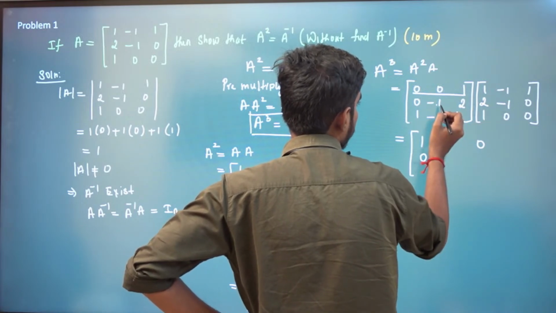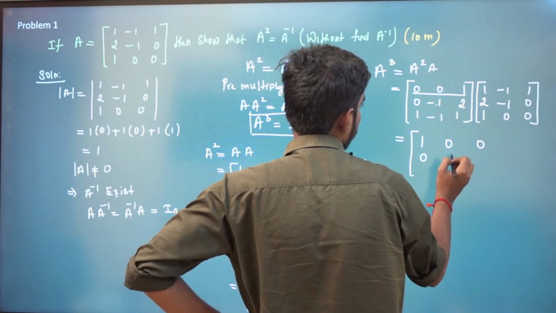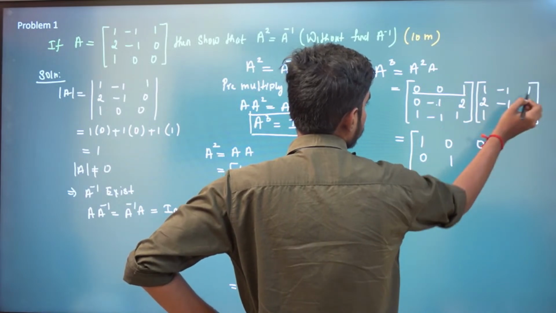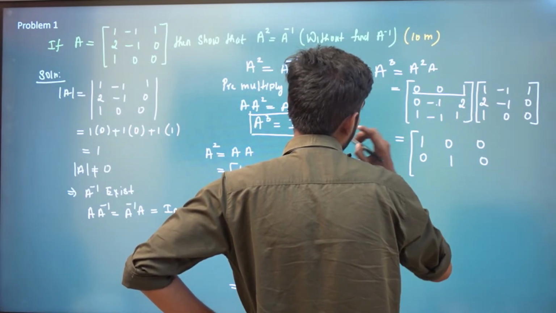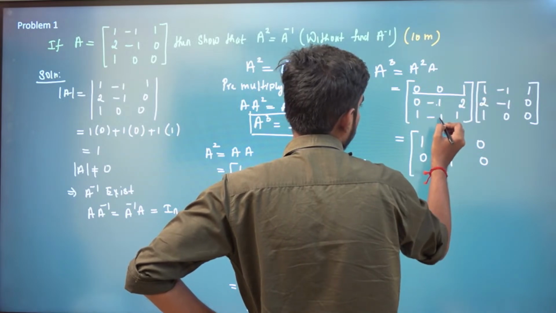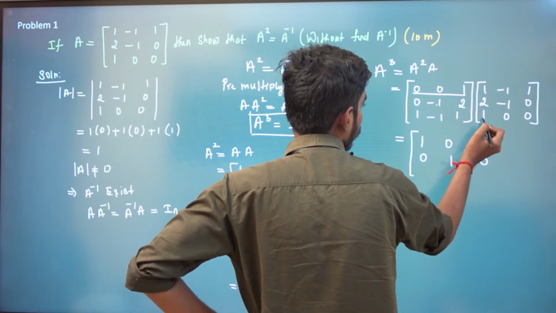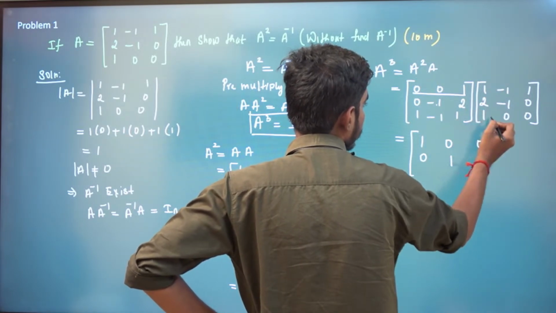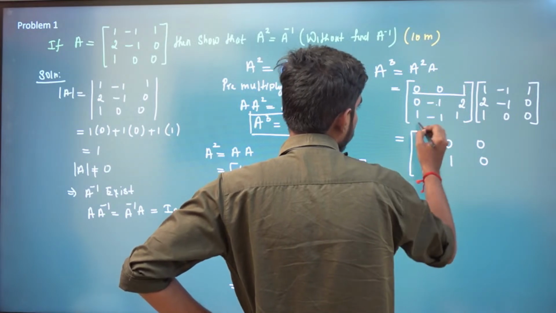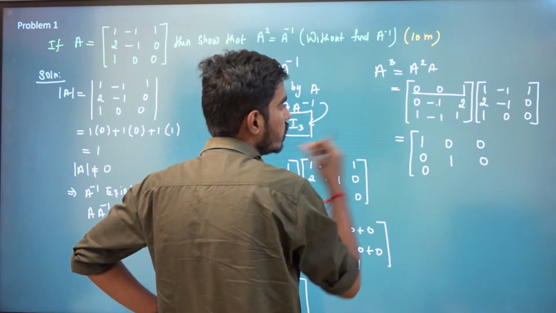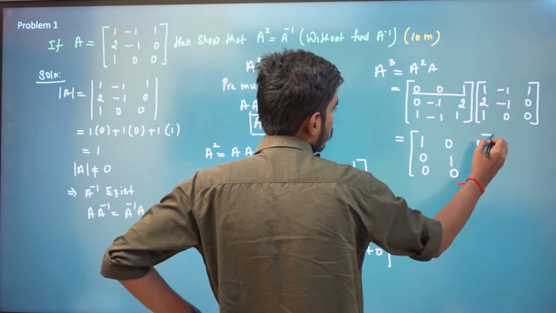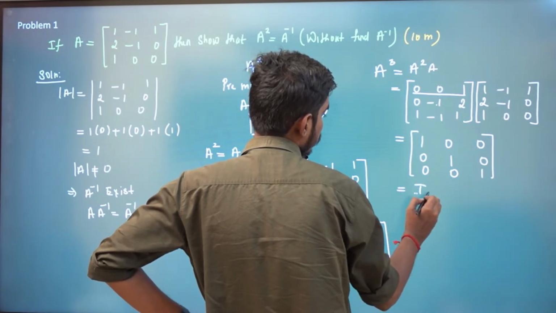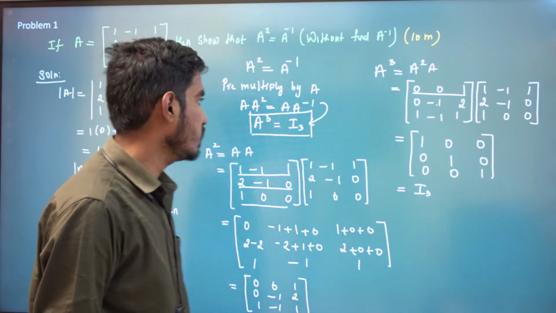0 into minus 1. Minus 1 minus 1 plus 1. 2 into 0. 0 into 1 minus 1 0. 2 into 0. 1 into 1. 1 into 1 is 1. Minus 1 into 2 is minus 2. 1 into 1 is 1. So we will have 1 plus 1, 2 minus 2, 0. 1 into minus 1, minus 1. Minus 1 plus 1 is 0. 1 into 1 is 1. So you can see that A cube is equal to the identity matrix of order 3.